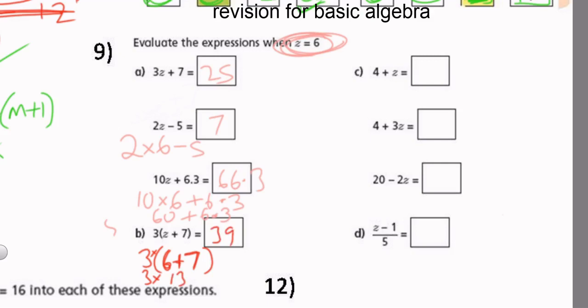Question C. Very straightforward, that's just 4. And replace the z with 6. 4 add 6 is 10. This one here, we've got 4, add 3 times, replace the z with 6 again. Do BIDMAS, you do the timesing first. 3 times 6 is 18, and don't forget the plus 4. 18 plus 4, 22.